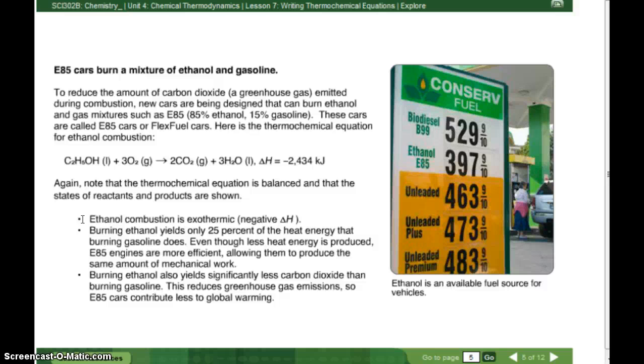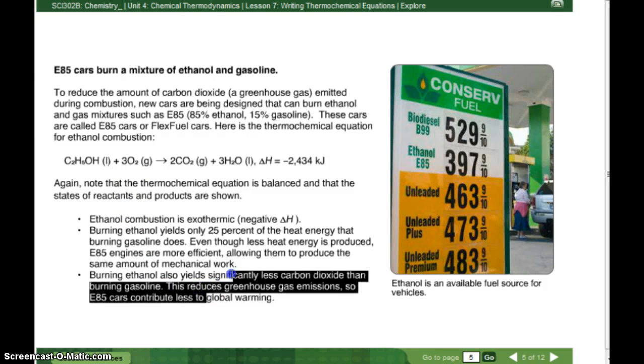Burning ethanol yields only 25% less of the heat energy that burning gasoline does. Even though less heat energy is produced, E85 engines are more efficient, allowing them to produce the same amount of mechanical work. Burning ethanol also yields significantly less carbon dioxide than burning gasoline. This reduces greenhouse gas emissions, so E85 cars contribute less to global warming.